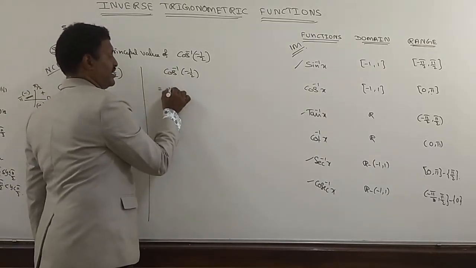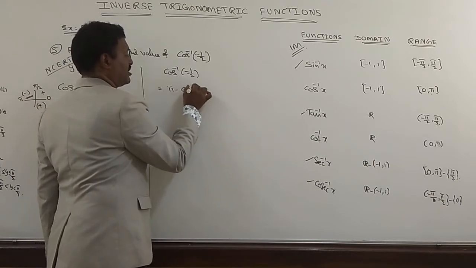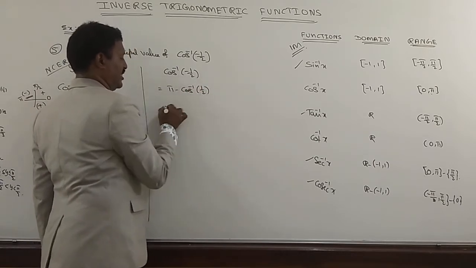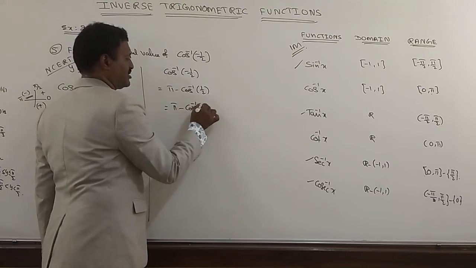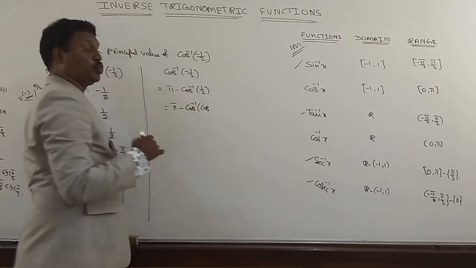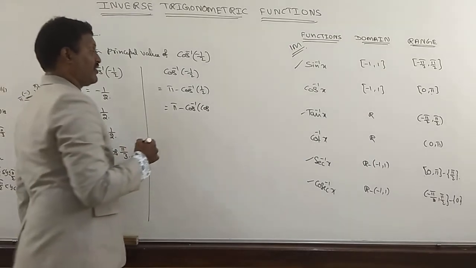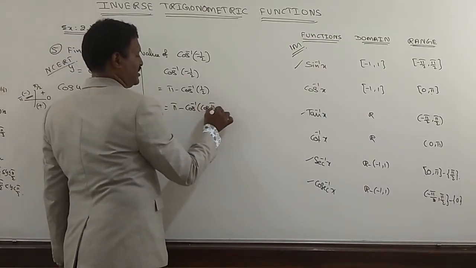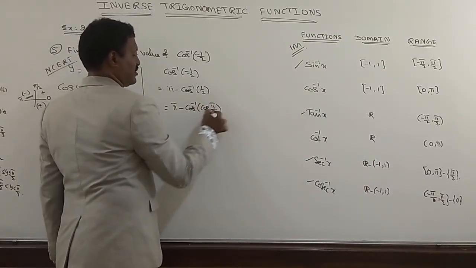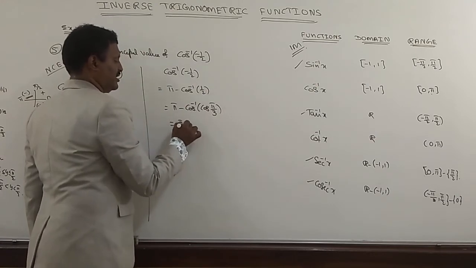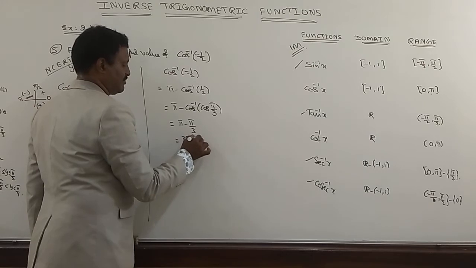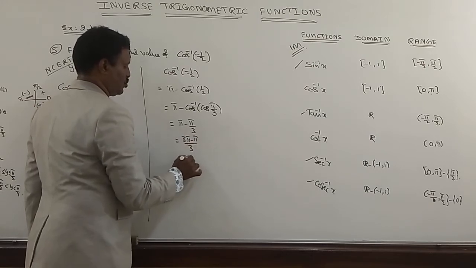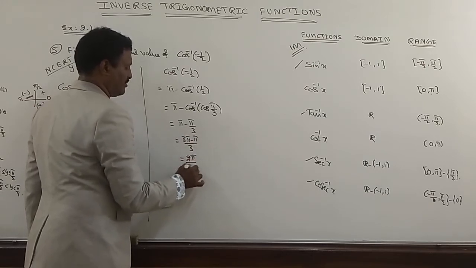Using that, what can we write? Pi minus cos inverse 1 by 2. Cos inverse of cos of 1 by 2, in terms of cos, what can we write? Cos pi by 3, that is cos 60. So pi minus pi by 3. So what can we write? 3 pi minus pi by 3. So this is equal to 2 pi by 3.